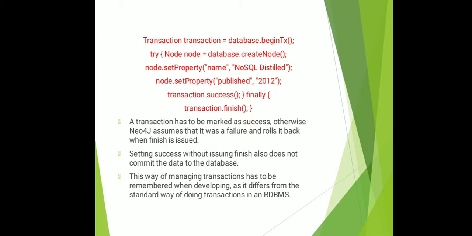After setting the properties for the created node, we have to set transaction success, and finally transaction finish. So the transaction should be marked as success, otherwise Neo4j will think that some failure happened, so it will roll back to the previous position, which means that creating the node or setting up the property will be rolled back to that position, and it will wait until finish has been issued.